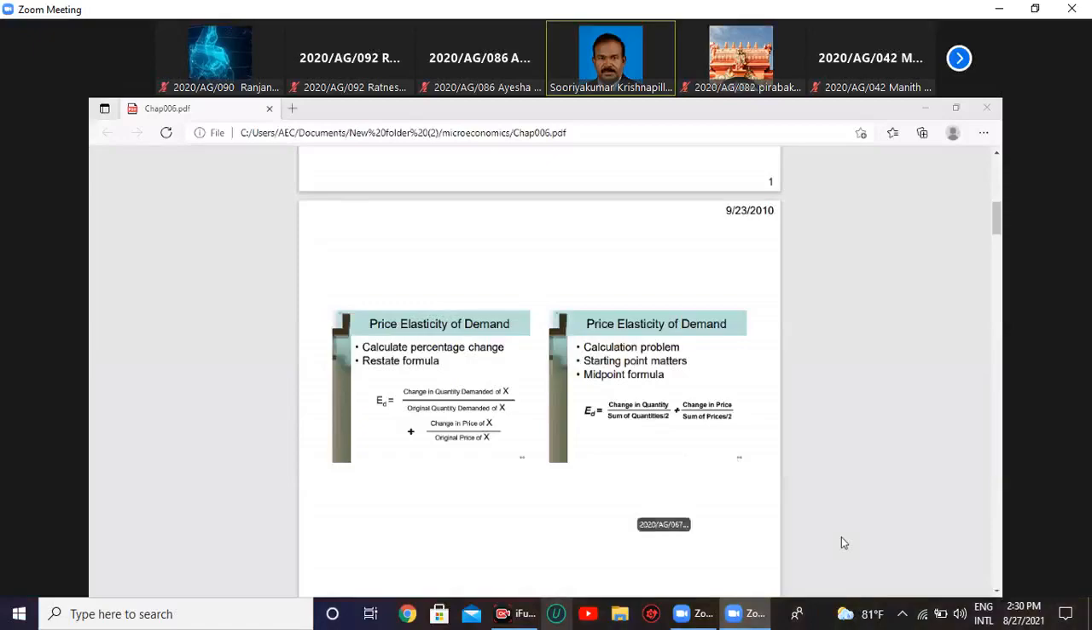So when we use this, we have this calculation problem: the initial price, the starting point, becomes a problem. To solve that problem, if we use the midpoint formula, then we will avoid it. So we will have only one elasticity.